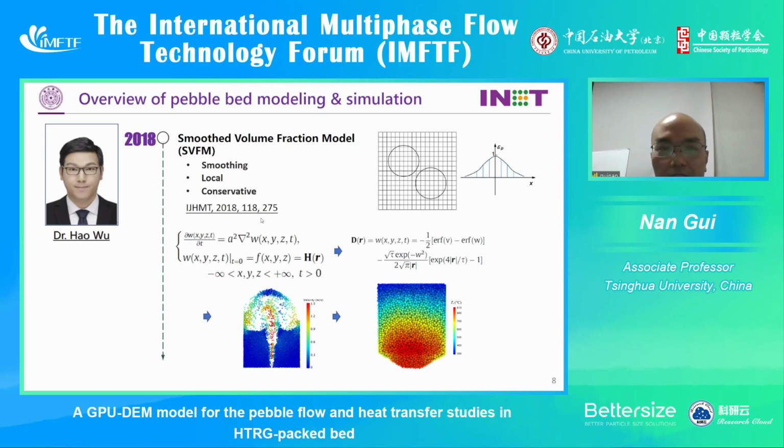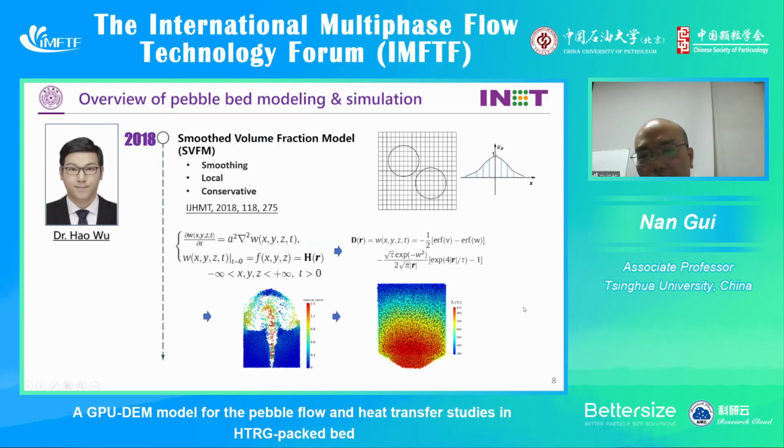So this method has three basic advantages. First, it is smooth. Then it is local, and then it is conservative. Conservative means it does not introduce additional volume fraction or additional force within the two-phase interaction. So we use this method to simulate the spouted bed, and also the pebble bed.